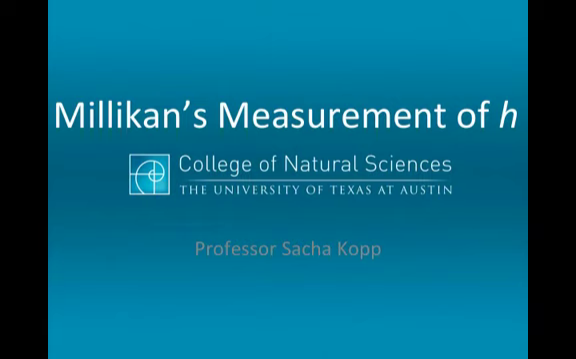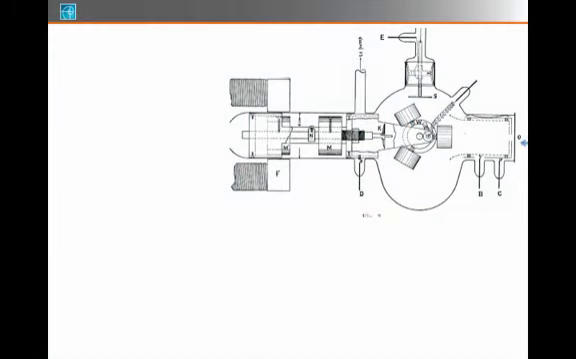Einstein provided a theory of how photons could explain the photoelectric effect. Millikan actually used that theory of Einstein to derive a measurement of Planck's constant h. This is the apparatus used by Millikan.